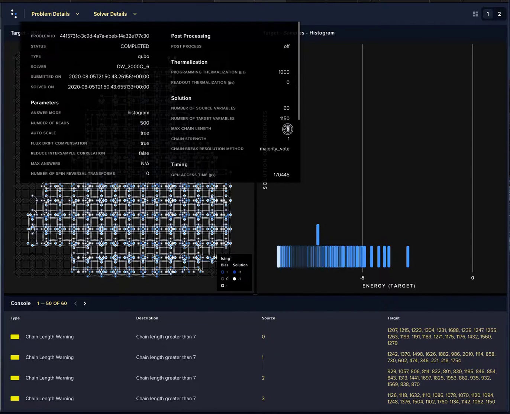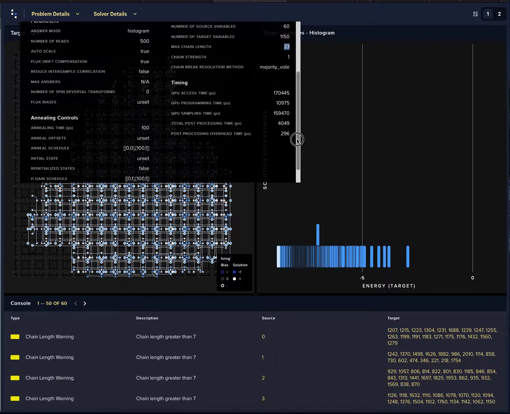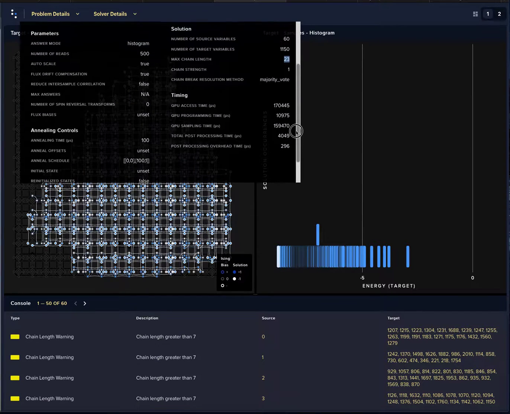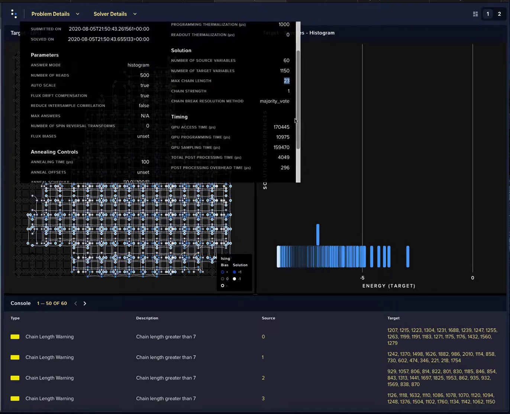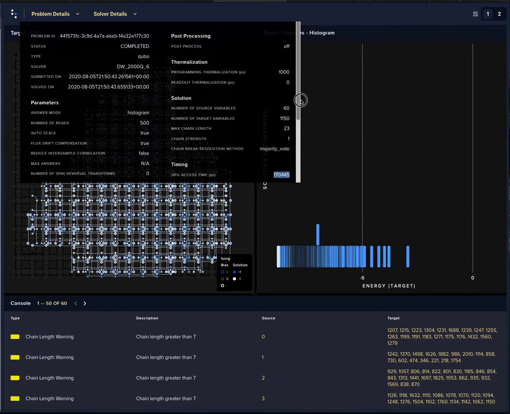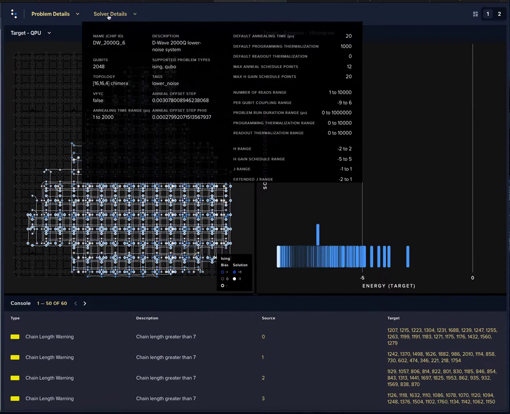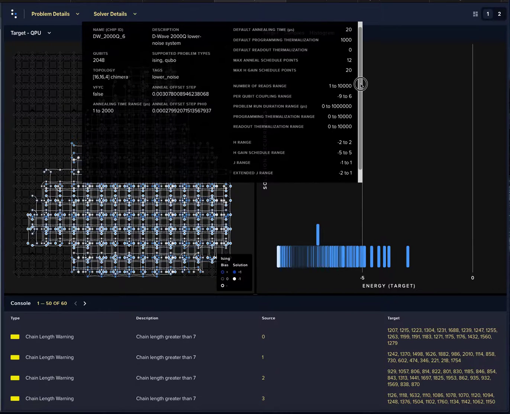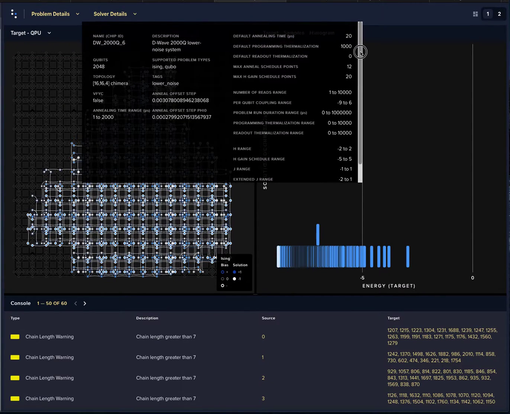But this time it's only a max chain length of 23. So this particular loading of the problem runs better. It's cleaner. Same amount of QPU access time, but you can see here it's just lower chain length. So it's a less dangerous kind of loading of the system. We also have zero post-processing. Again, about the solver, nothing changed. Your ranges are the same. It's the lower noise 2000Q.